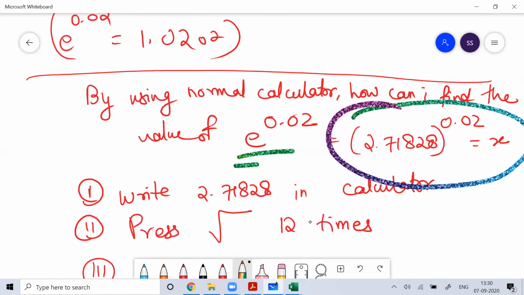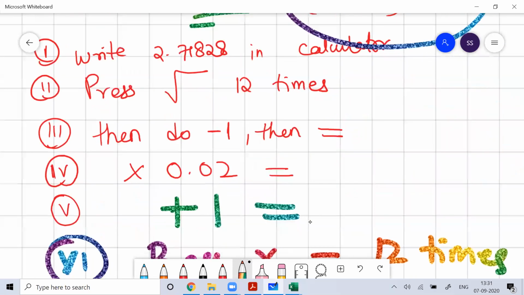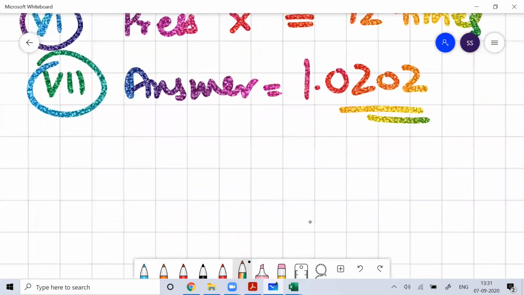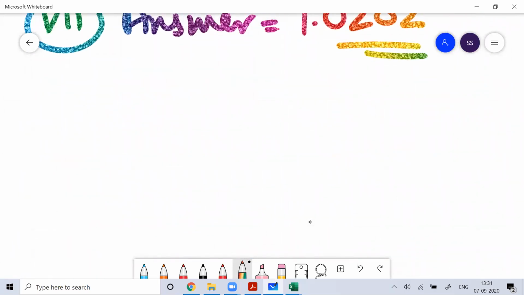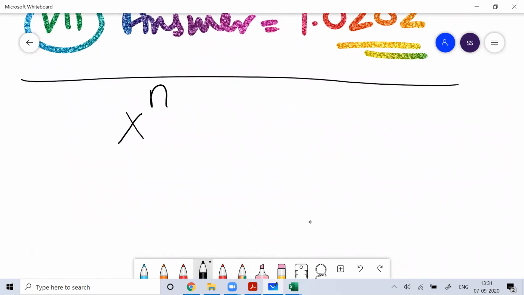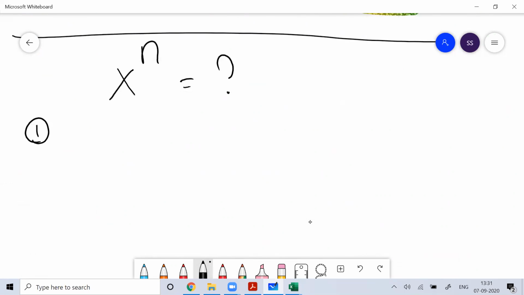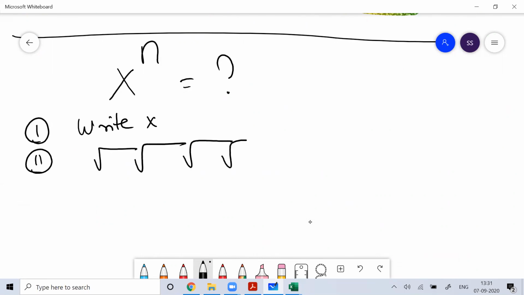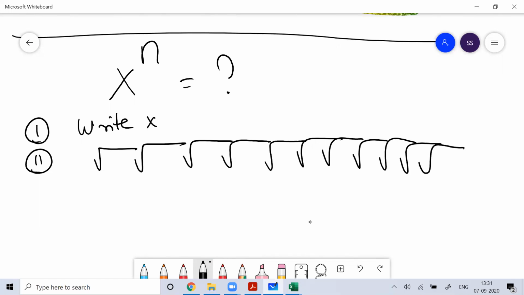So you don't need a scientific calculator. By using a normal calculator, if you want some calculation, remember these steps. If you want the value of x to the power n, how will I find it? Again, I'm telling you. Write first x. Then square root sign 12 times: 5, 6, 7, 8, 9, 10, 11, 12. Write the square root sign 12 times.